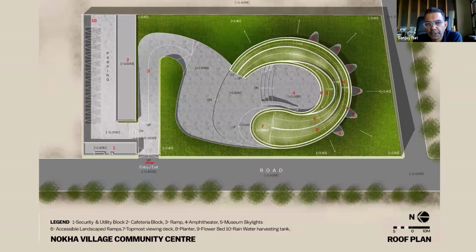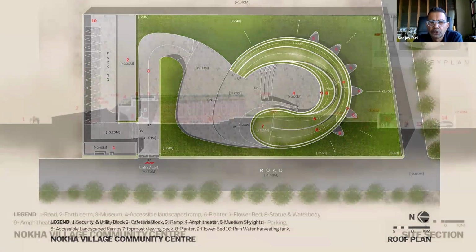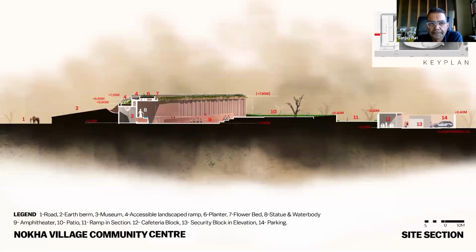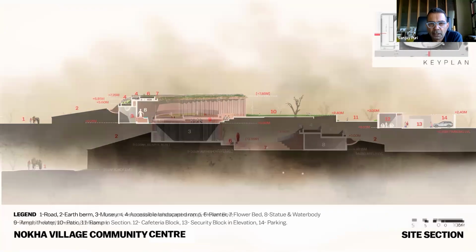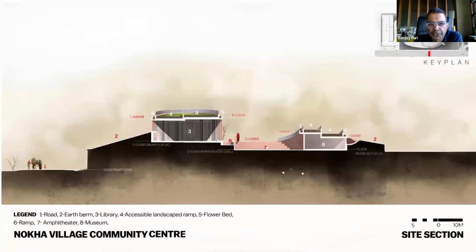And the rooftop becomes a spiral garden. So you walk up from one side and then you turn around and walk down from the other side with a large viewing gallery at the highest point. So that's the cross section. And this is the longitudinal section.